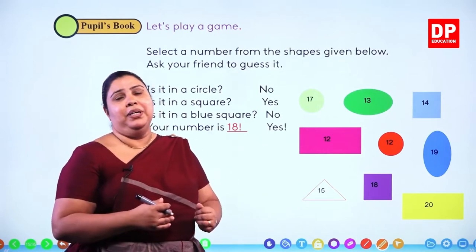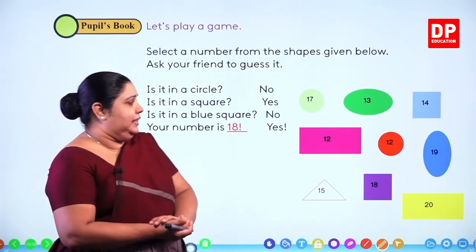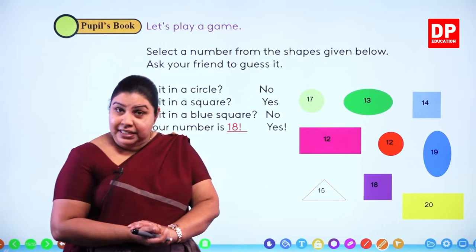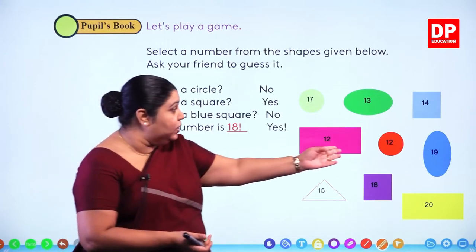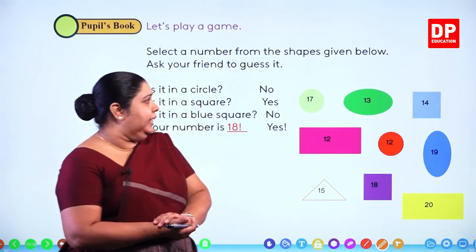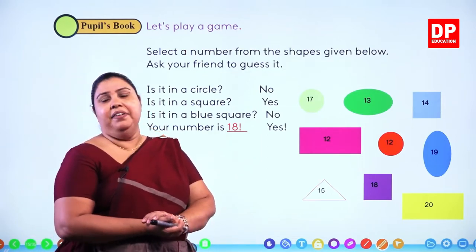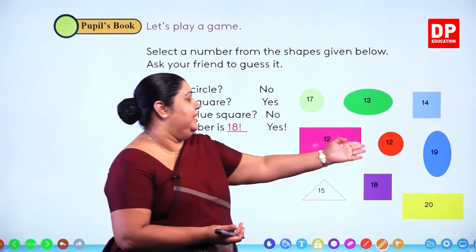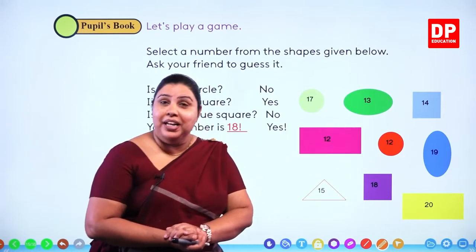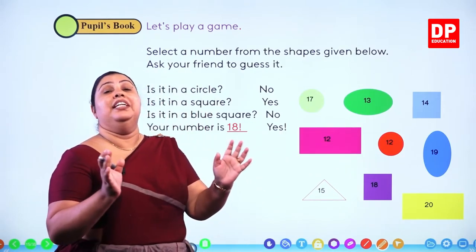You can ask me questions. You can ask me, is it in a circle? Then I will say yes, because it is in a circle, no? Is it in a yellow circle? Then I will say no. Then it is in the red circle. It's number 12. It's a fun-filled game.